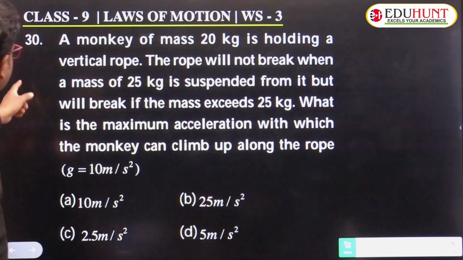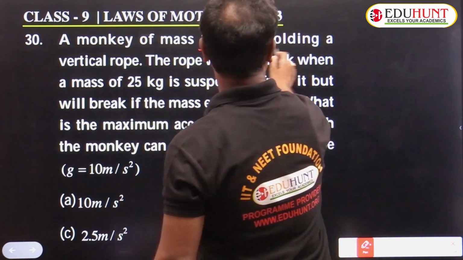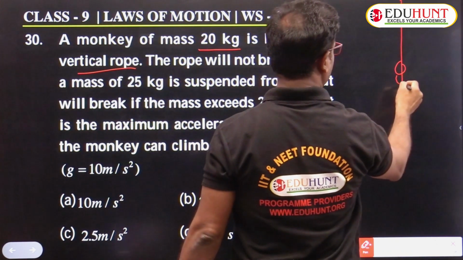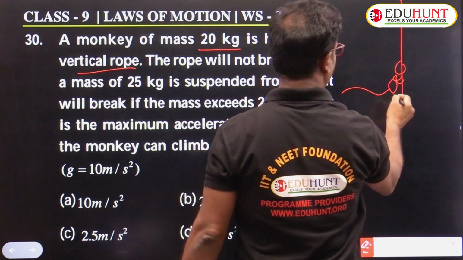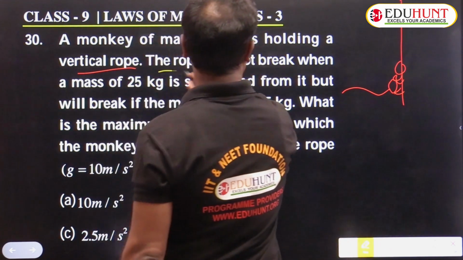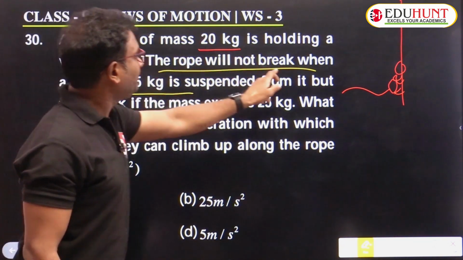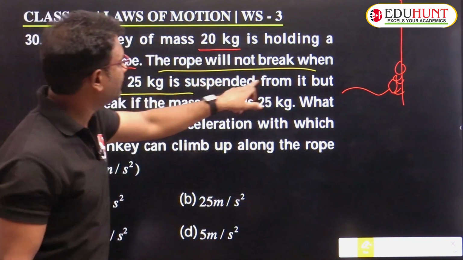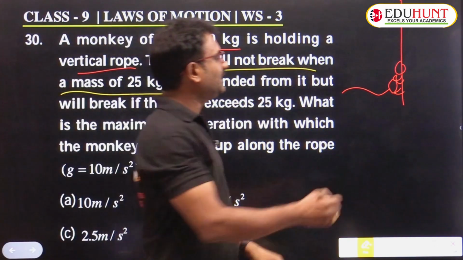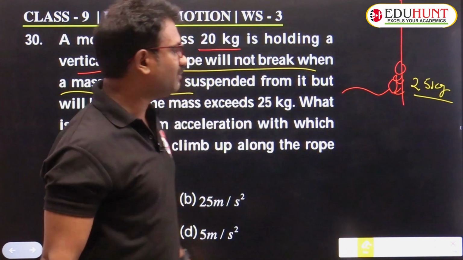A monkey of mass 20 kg is holding a vertical rope. So this is a rope, and a monkey is holding this rope like this. The rope will not break when a mass of 25 kg is suspended from it, but will break if the mass exceeds 25 kg. That means this rope can bear up to 25 kg. If it is more than that, the rope will break.